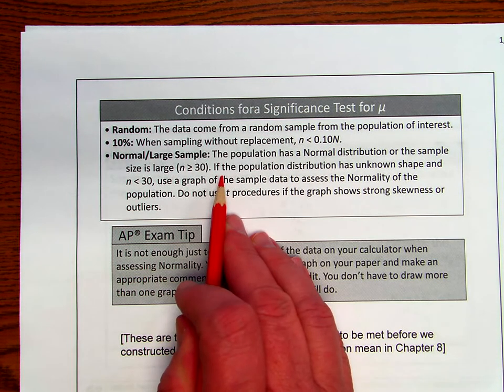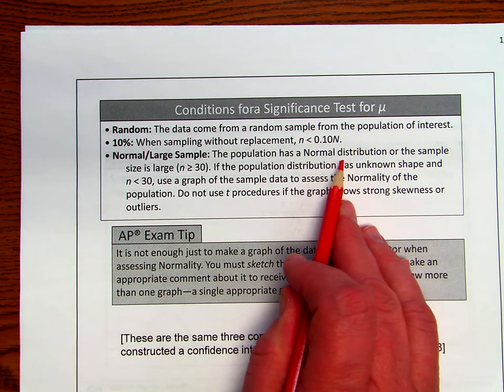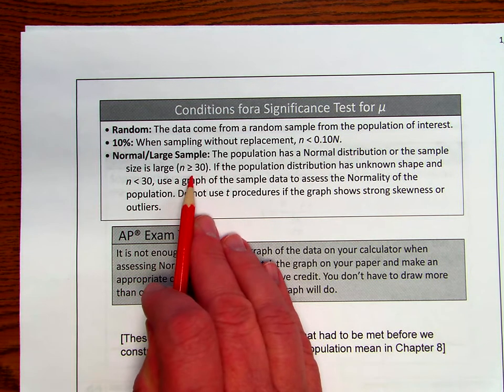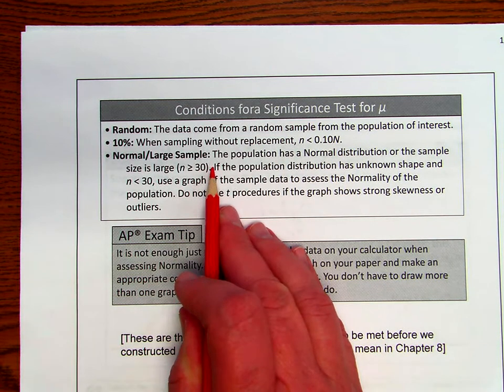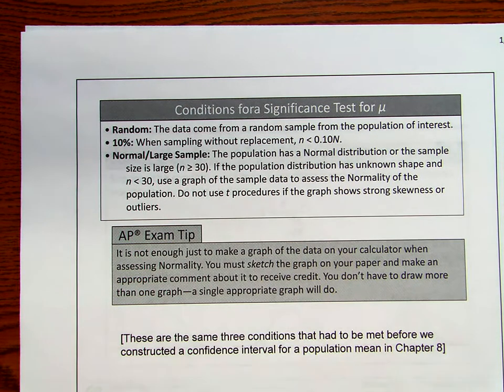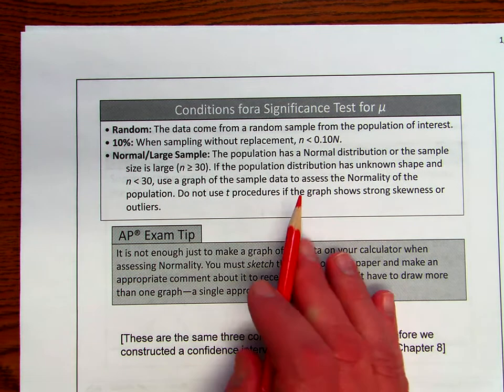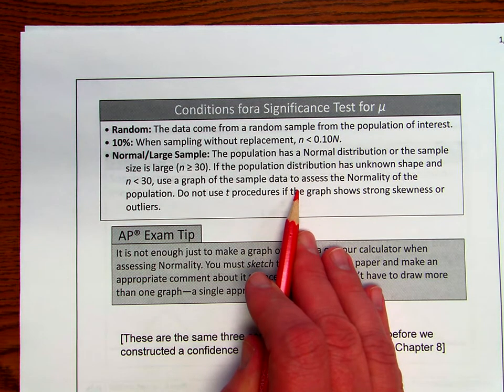For the normal large sample condition, if we know the population distribution is normal, we're good. If we know our sample size is at least 30, we're good. If we don't have either of those, then we have to examine the sample data. What we're looking for with the sample data is no extreme skewness, no outliers.